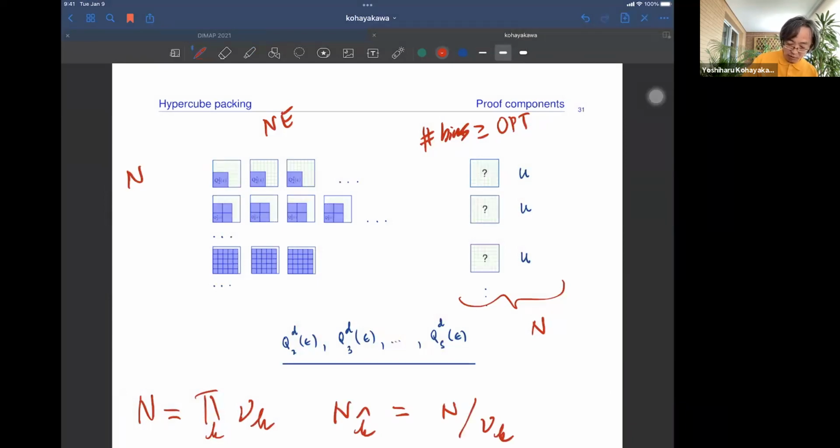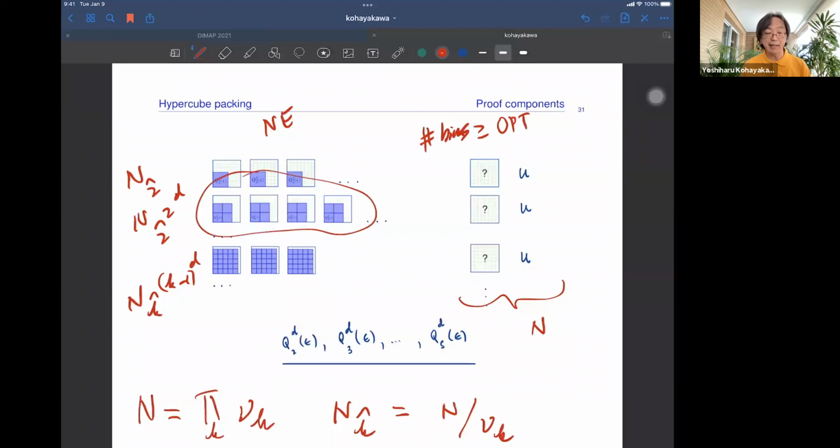Here I do this, I just 2 hat 2, well, actually, paper. This is 2 to the d, 2 square, 2 to the d. So in general, I have n k hat, k minus 1 to the d. Okay, so how many copies of this homogeneous packing do I put here in this row? I put this many.